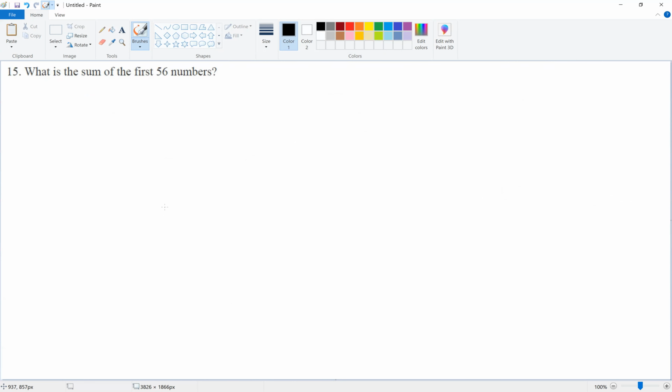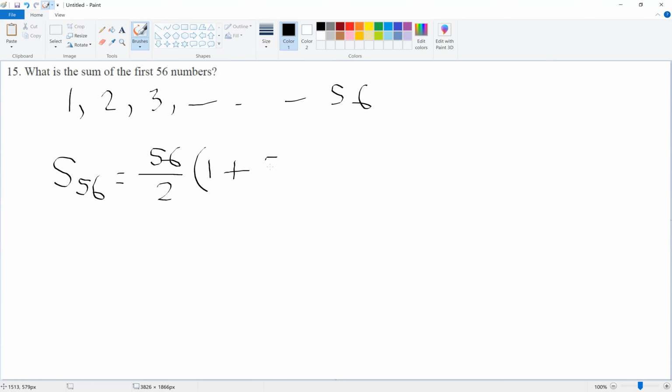So for number 15, it's 56 numbers. So I put S56, because it's going up by 1. So 56 divided by 2, and then 1 plus 56, which is 28 times 57, which is 1,596. That's it.